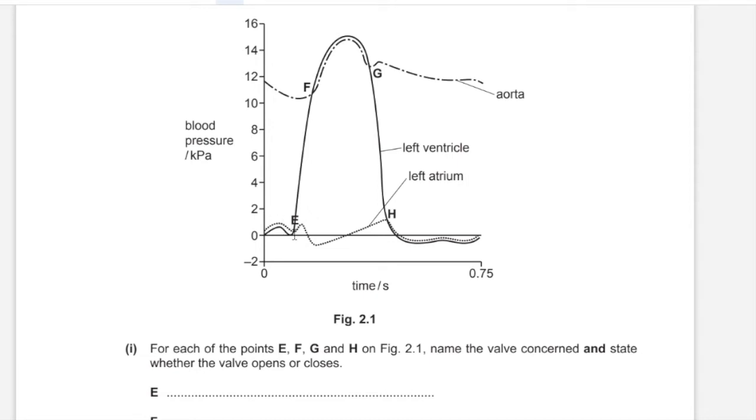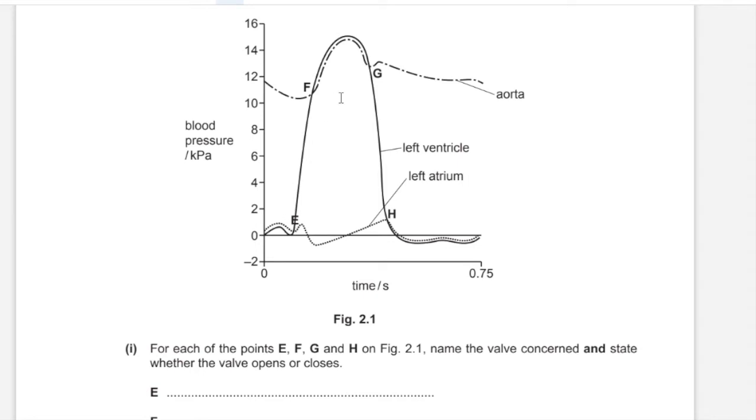through the atrioventricular valve. And when the pressure in the left atrium decreases, it gets lower than the ventricle. That means the atrioventricular valves close. So where the pressure in the left atrium is less than the pressure of the left ventricle, blood would not flow from atrium to ventricle and the atrioventricular valve would close, and that would be E.